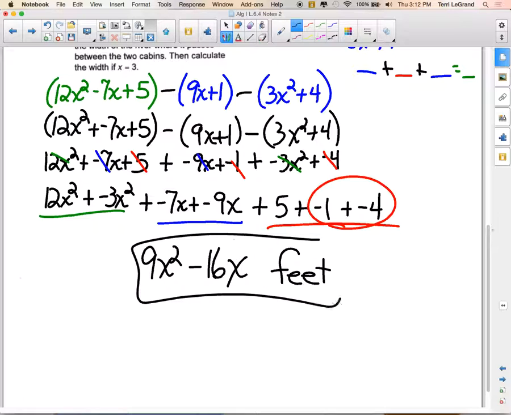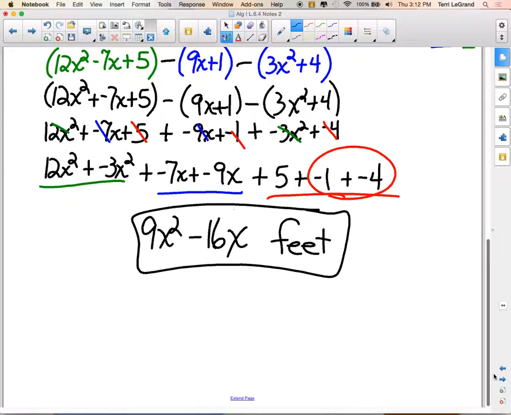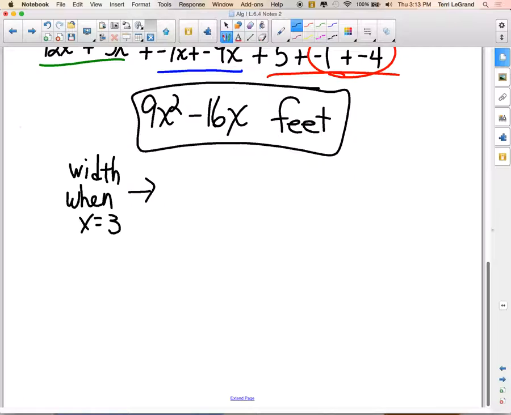Okay, I don't think we're done though. Because you know these darn word problems, Joe's gonna go back and make sure they don't want anything else from you. Then calculate the width if x is 3. So we're going to get the width when x equals 3. So that means put 3 in everywhere you see an x in that polynomial. I'm going to change it to add the opposite here. Okay, some of us like to rewrite the rules.